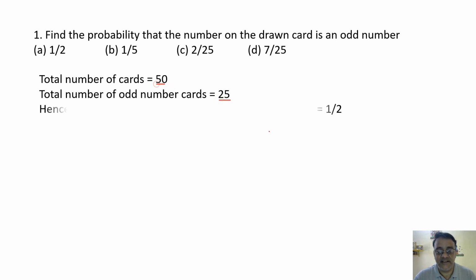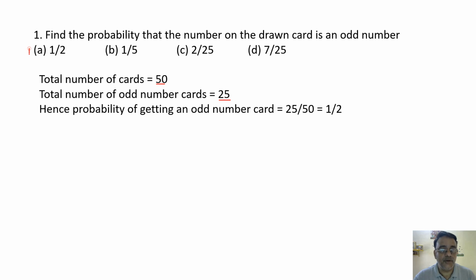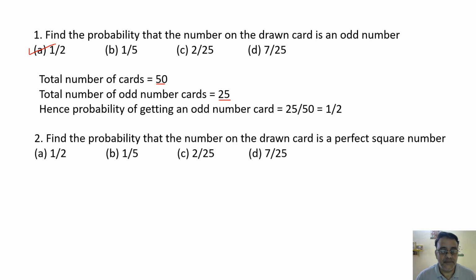25 by 50. That is 1 by 2. And the correct option is option A. Right. So now we are moving toward question number 2. Find the probability that the number on the drawn card is a perfect square number.